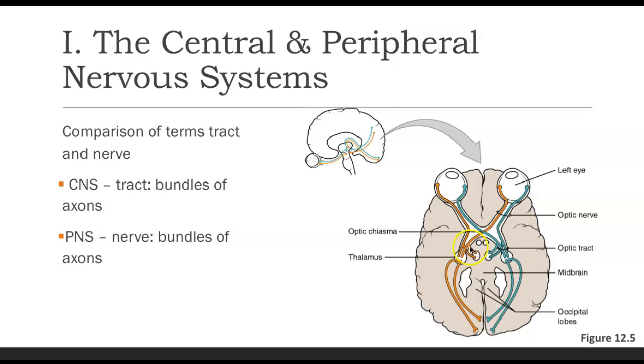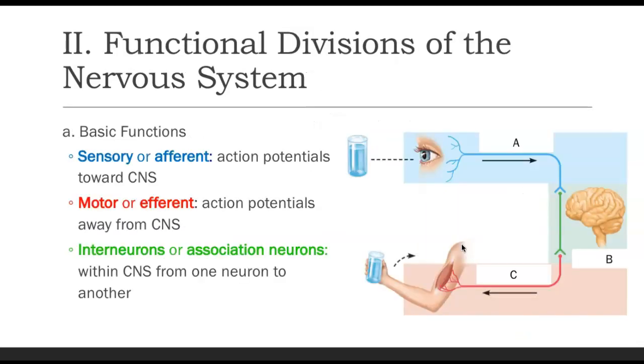Okay, still a bundle of axons, it's just found in the CNS. And now let's talk about some basic functions of our nervous system. We've seen this photo before, but I want to go through, and in your guided notes you are going to label each of these. So first we need to talk about sensory or afferent neurons.